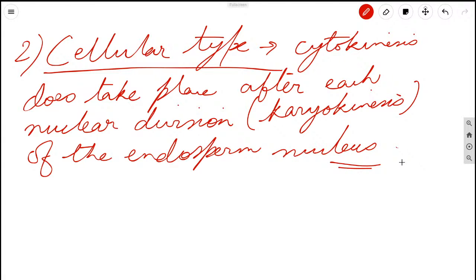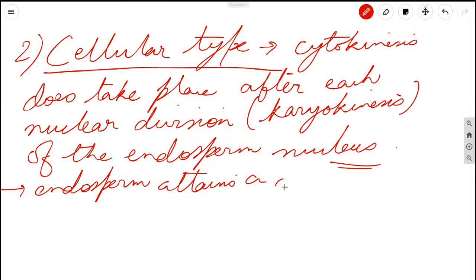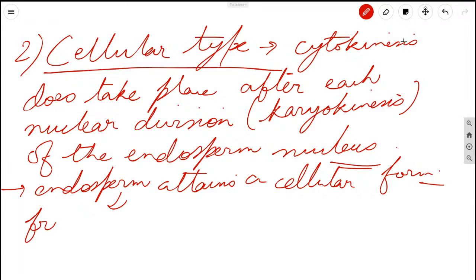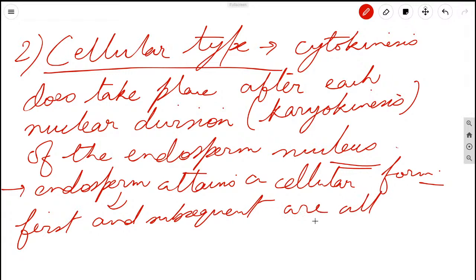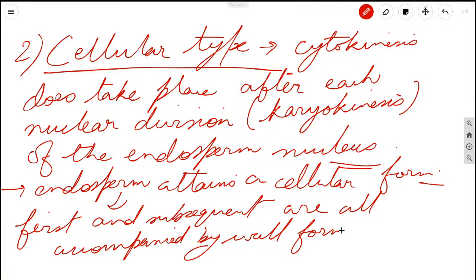Again, don't forget, the endosperm attains a cellular form, not that the nuclei are roaming freely. It attains a cellular form from the very beginning, because first and subsequent nuclear divisions are all accompanied by cytokinesis and then subsequently wall formation. Okay, so that is how it occurs.